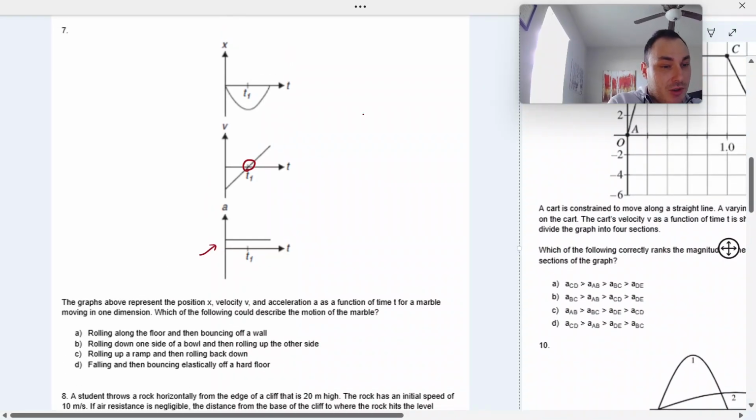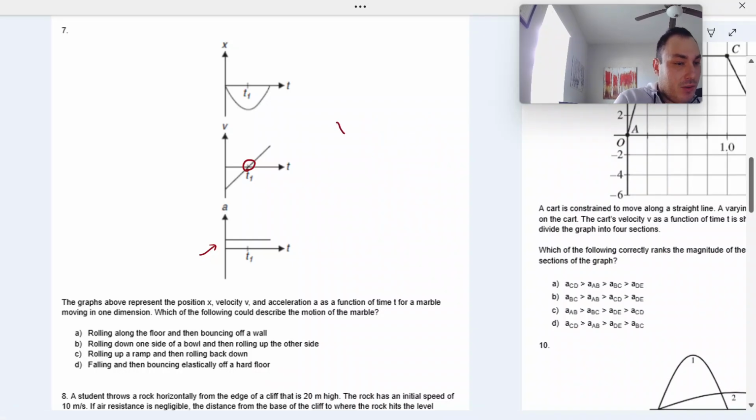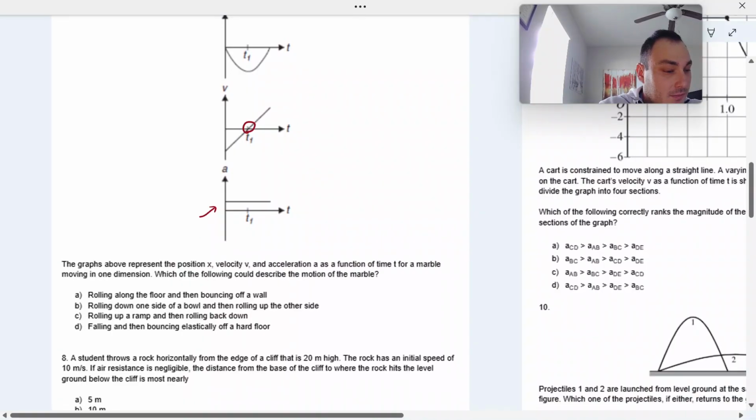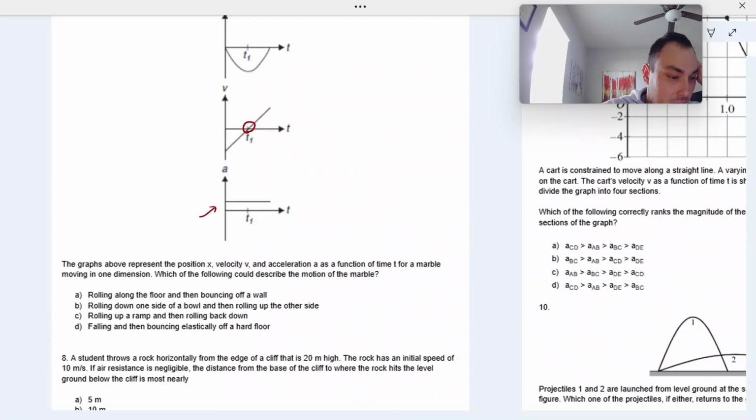So position goes down and up. It doesn't do something where it goes down and then jumps up, or does anything weird; it just goes down and then back up. Neither does velocity do that. It's a very continuous track. So because of that, rolling along the floor, then bouncing off a wall, I don't think it's A.